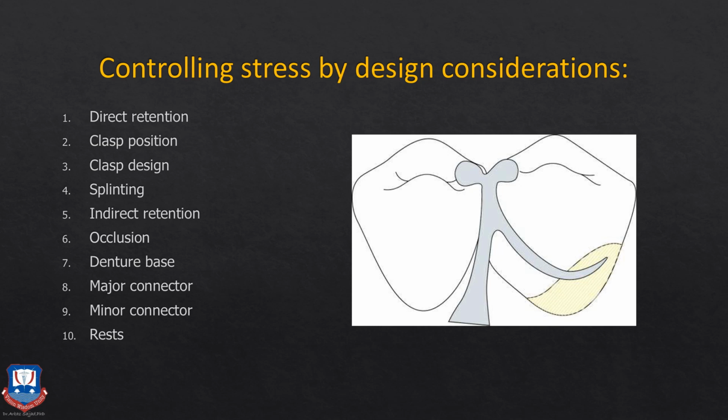So these are all the factors and biomechanical design considerations that we must know prior to designing the RPD framework. Once we know these, we can better understand the principles of RPD designing, and we can therefore design a framework that ensures all three components, that is the retention, stability, and support, of a cast partial denture framework. And that brings us to the end of this lecture. Thank you all.